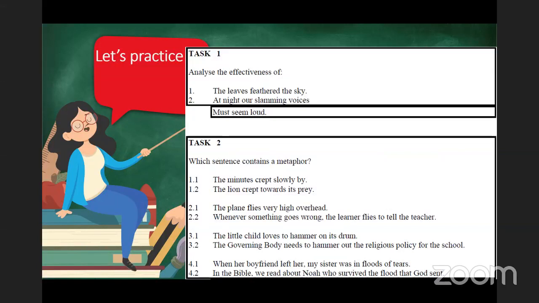The first one would be 1.1, right? The minutes crept slowly. So crept. The plane flies very high overhead. That's literal. Whenever something goes wrong, the learner flies to the teacher. So that is a metaphor, flies to the teacher.